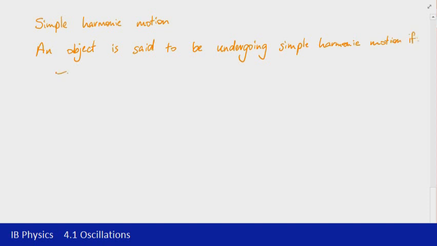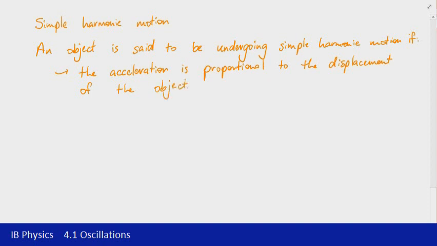So the first thing is that the acceleration, and you could then also say that the force, given that we know that force is equal to mass times acceleration, that acceleration is proportional to the displacement of the object. And so that means that if the displacement gets larger, then the acceleration likewise gets larger, and that also means if the displacement gets larger, the force gets larger as well.